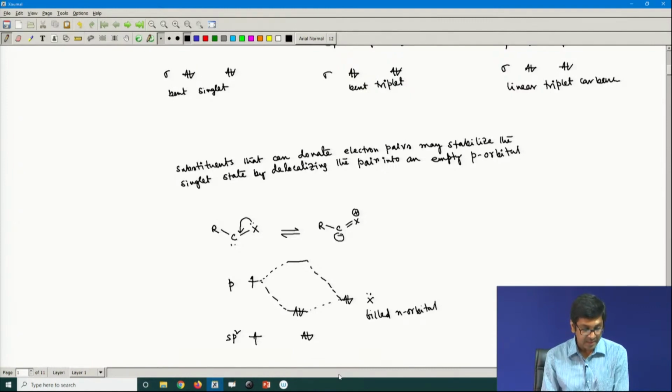And that is why, having this halogen into it, which can donate an electron pair into the empty p orbital, CHCl or CCl2 become singlet carbenes, because they are getting stabilized by reducing energy. So, that is why CCl2 and CHCl are singlet carbenes.